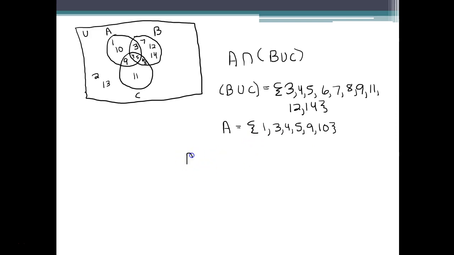All right, then finally, to do the intersection, look at what's in common. What do A and then B union C have the same? They both have a 3, they both have a 4, they both have a 5, they both have a 9. They do not both have this 1 or this 10. They also do not both have 6, 7, 8, 11, 12, or 14. There you go. Plenty of those to practice.